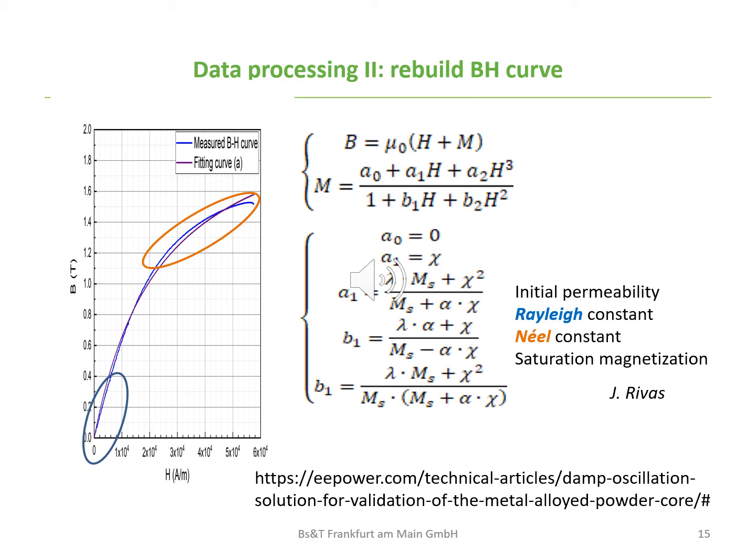From Rivas, he introduced the equation as above, with the information of initial permeability, the Rayleigh constant, the Néel constant, and the saturation magnetization. You can build up the magnetization curve, including the loop. I didn't show the loop here, but you can do it.